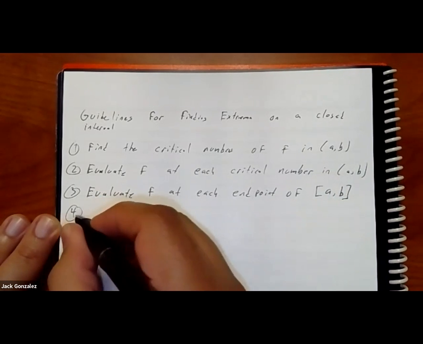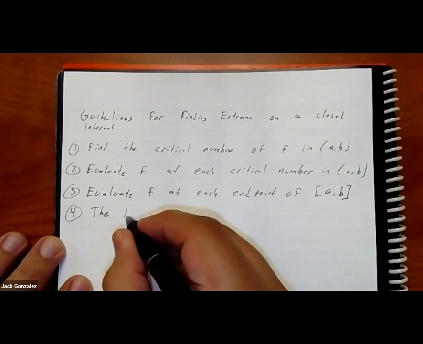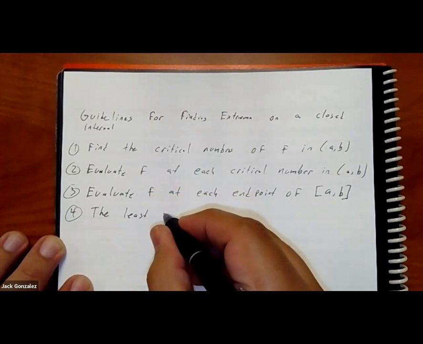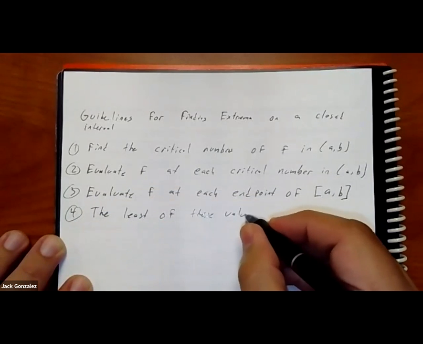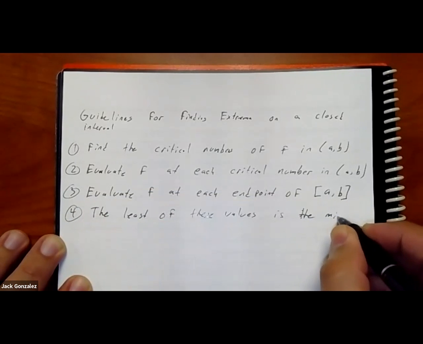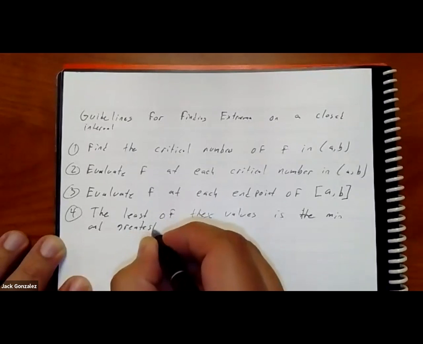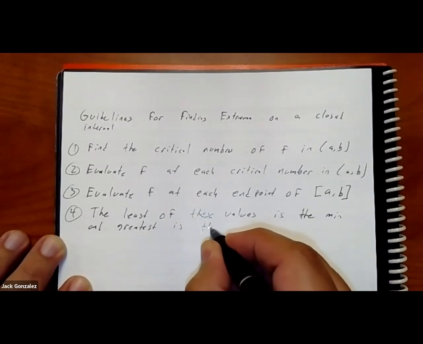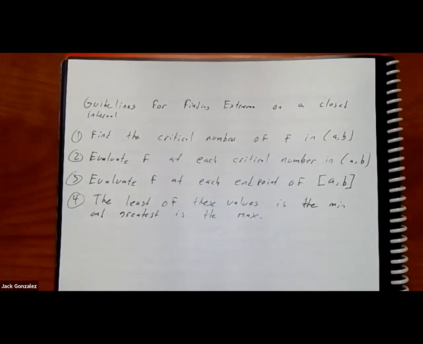Number four, the least of these values is the minimum, and the greatest, of course, is the maximum. All right. So let me start doing some homework problems. I'll let you write this for just a moment.